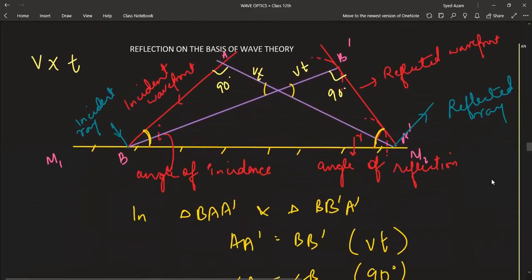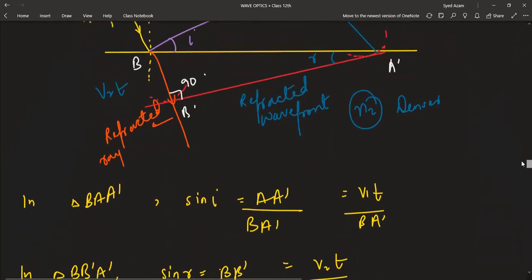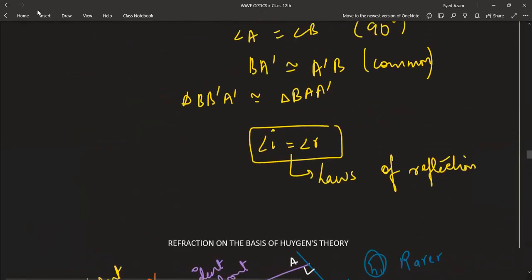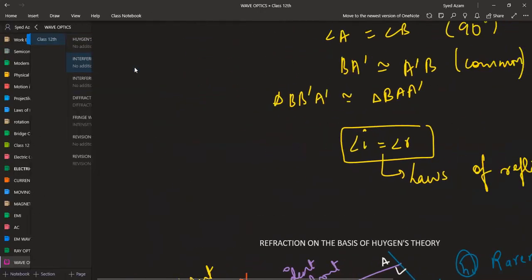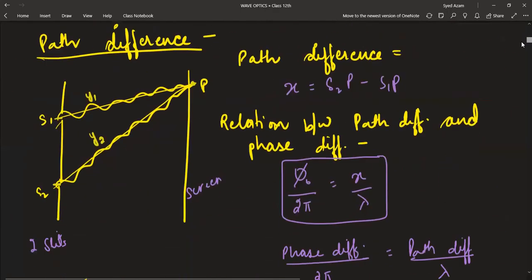Reflection on the basis of wave theory. This is also important, this derivation where you have to prove the laws of reflection, and the second one is refraction, where you have to prove Snell's law. Okay, this part is there. And then we saw the concept of interference also. In interference, what else did we see?